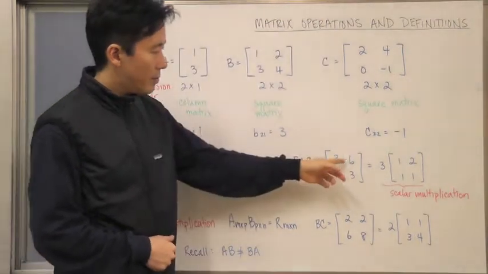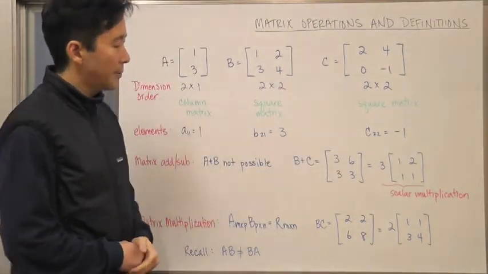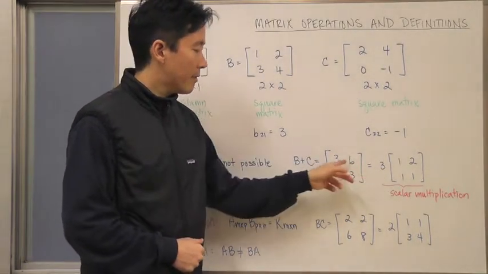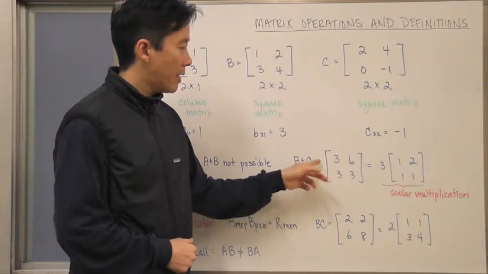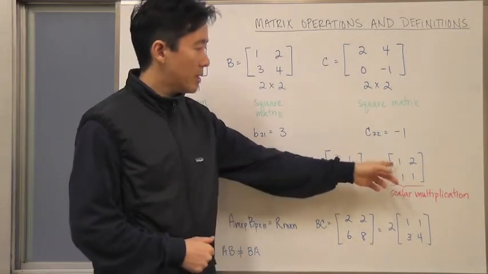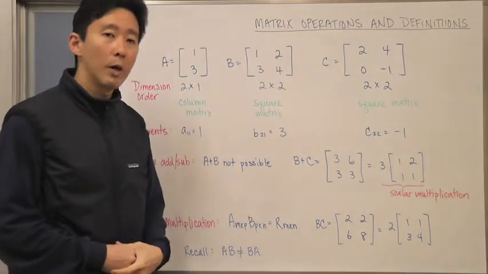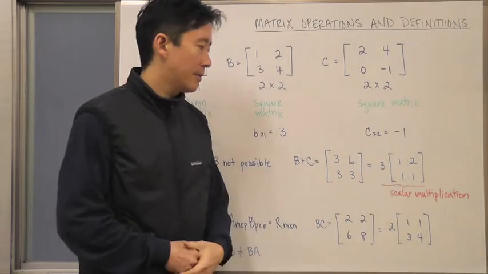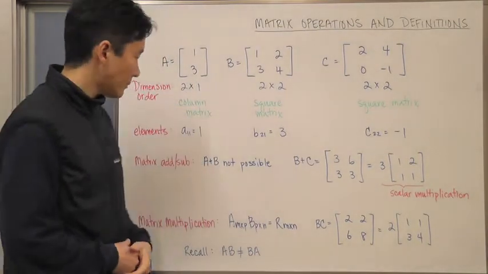So you come out with 3, 6, 3, 3, and one of the things I can do is factor out the 3 from each one of the elements in the resulting matrix, and write this as 3 times the matrix 1, 2, 1, 1. And notice that this is just an example of scalar multiplication.